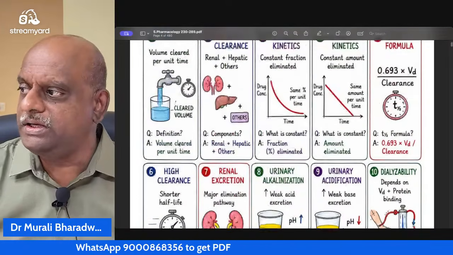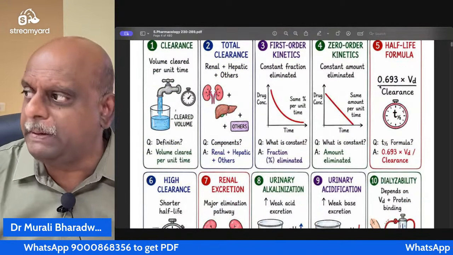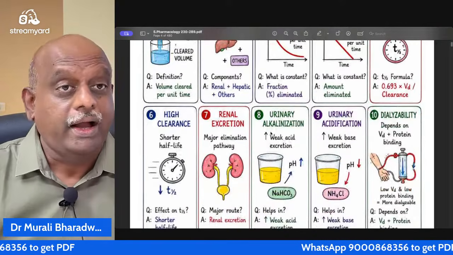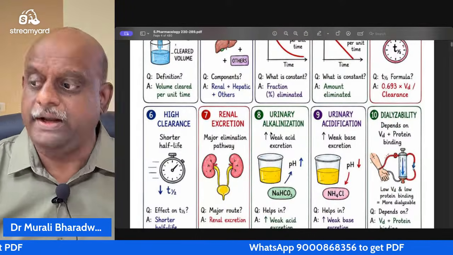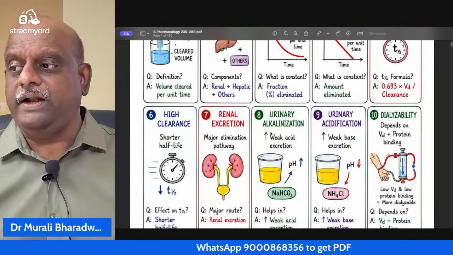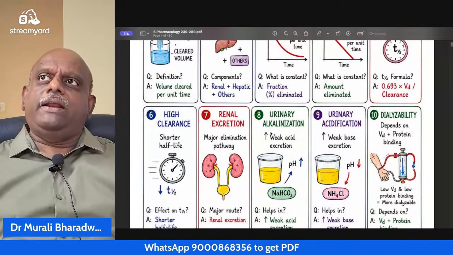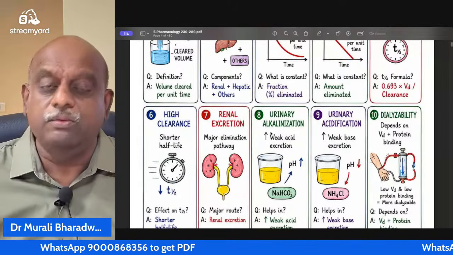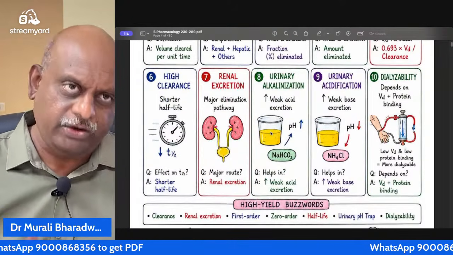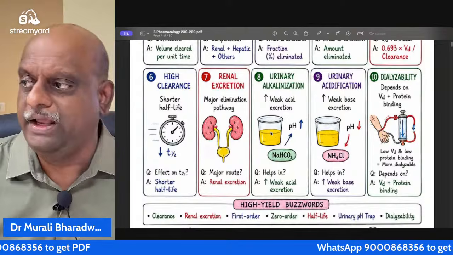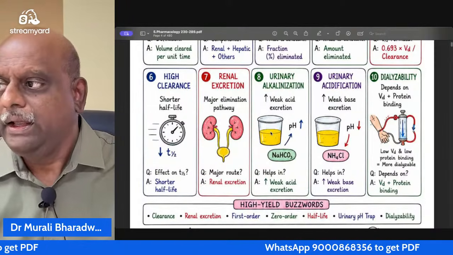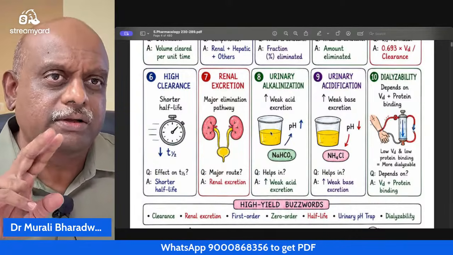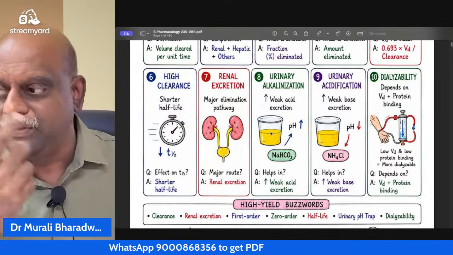So clearance is inversely proportional to half-life. High clearance typically leads to shorter half-life, is what we need to remember. Between kidney versus liver, it is the kidney which is the major method of elimination, is what we need to remember. Now, there are two things: urinary alkalinization and urinary acidification.